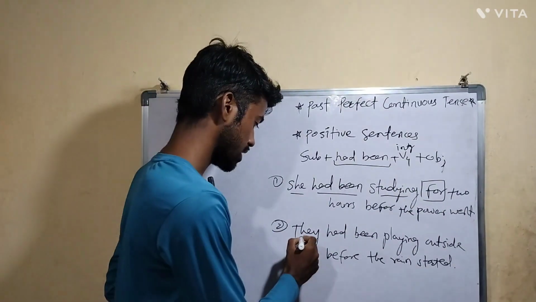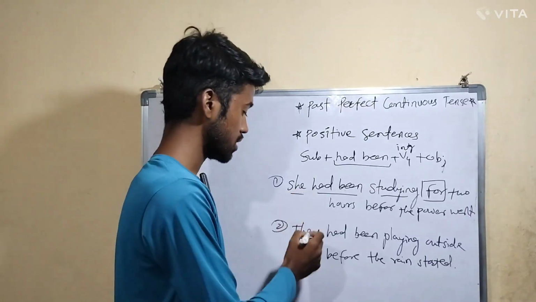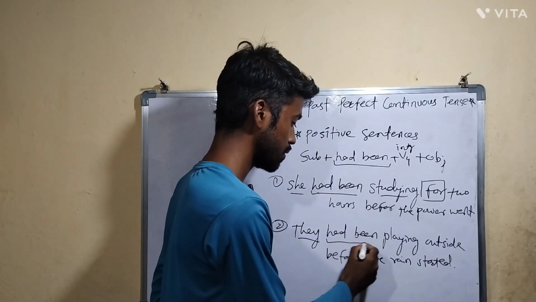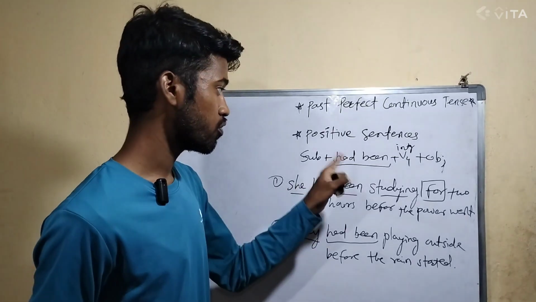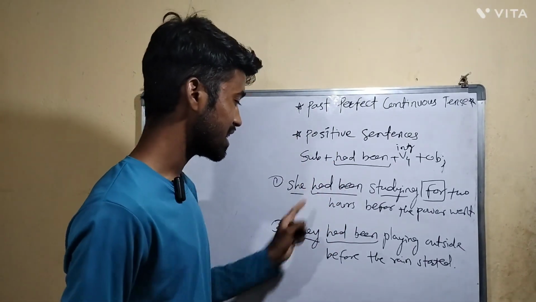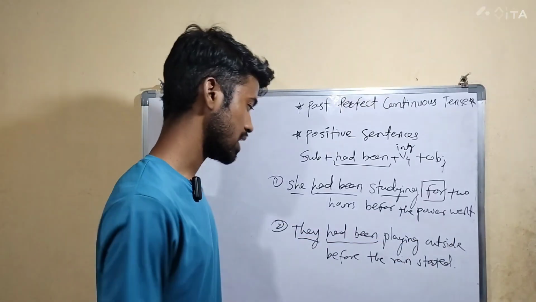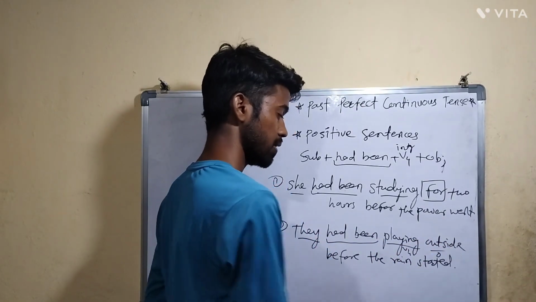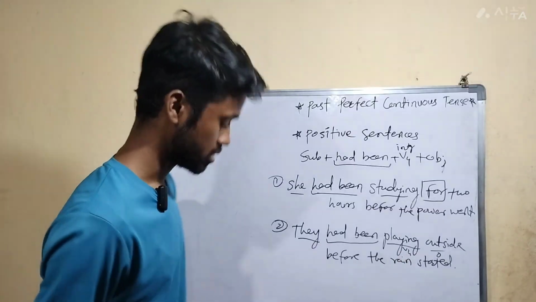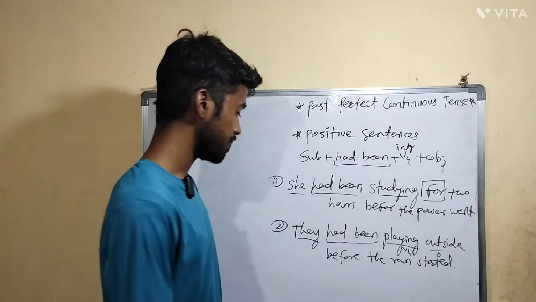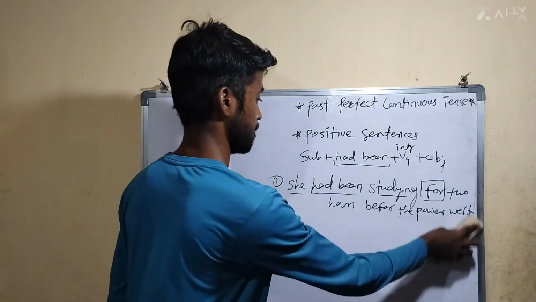Now what is the subject? See, here it is a singular subject, here it is plural, but for both subjects we use the same helping verb, that is had been. So there is only one helping verb, had been, in past perfect continuous tense, right? They had been playing outside: playing is the fourth form of verb, and this is the object. So this is the other action. Now let's take another example.